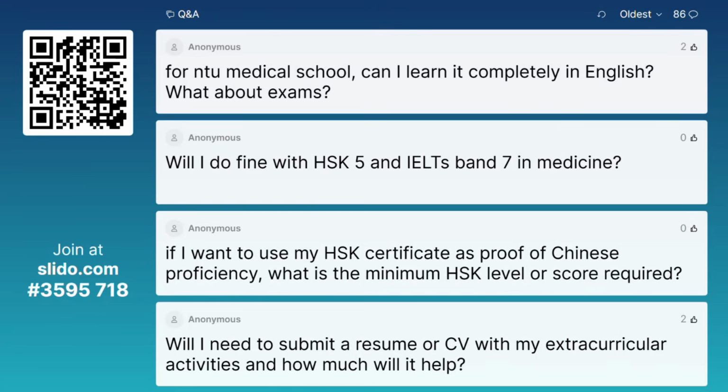First of all, the short answer to can I learn it completely in English is no, because the program itself is Chinese taught, so naturally the professors will talk to you in Mandarin. But most of the slides and almost all of the textbooks will be in English. As for the exams, that depends on the professor whether they want to hand out English exams to the students.